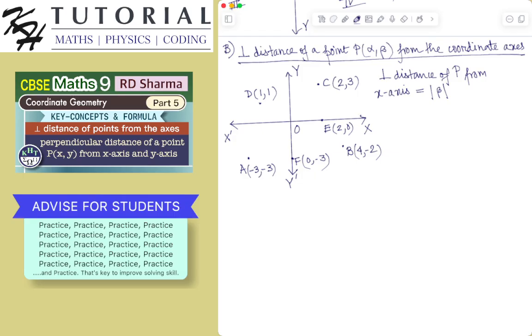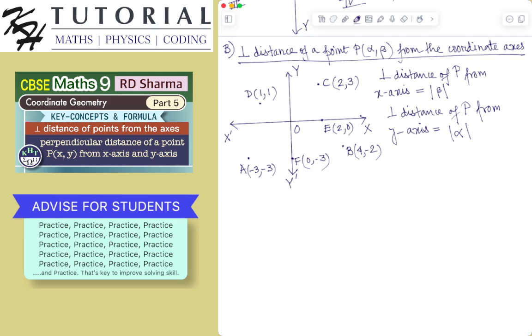Okay. So the perpendicular distance of the point P from the x-axis is equal to the absolute value of the ordinate, or y coordinate. Similarly, the perpendicular distance of P from the y-axis will be equal to the absolute or numerical value of the abscissa or x coordinate, that is alpha. Mod of alpha is the perpendicular distance of the point P from the y-axis. This is the general concept you must understand.